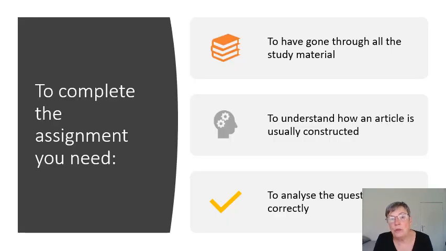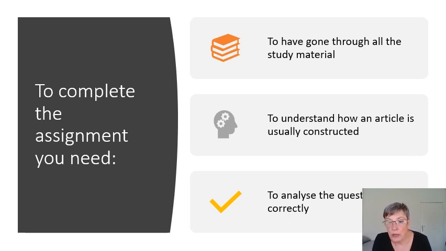So, in order to complete the assignment, you need the following. You need to have gone through all the study material. Now, I know how students think, and a lot of you think that you just need to pick the right part of the study guide and that will give you all the answers and then you can get on with your life. But you need to have gone through all of them, and I will show you how in a minute.